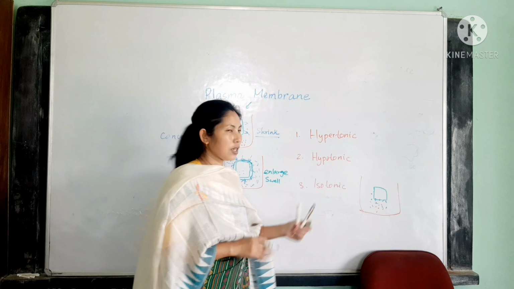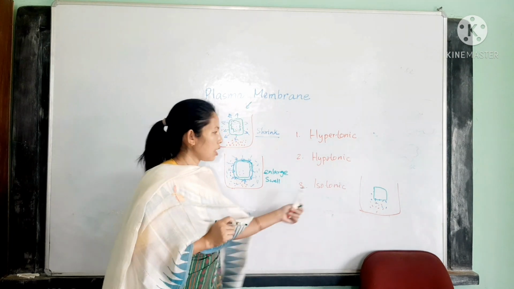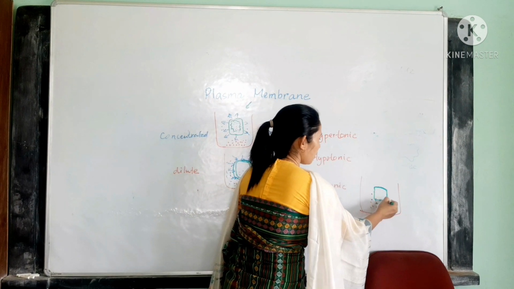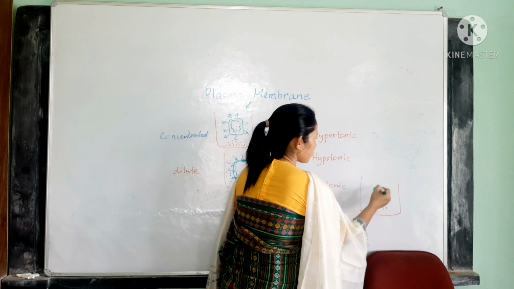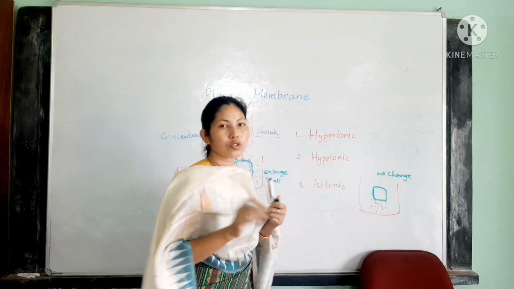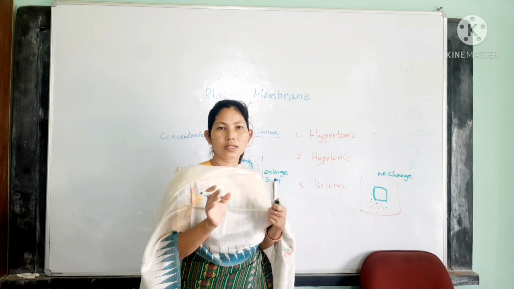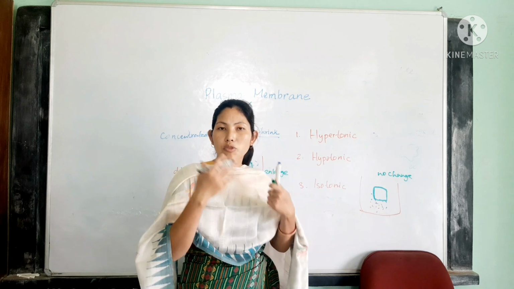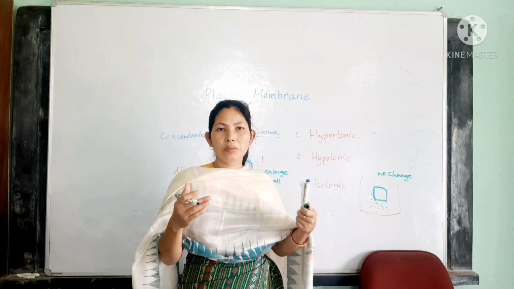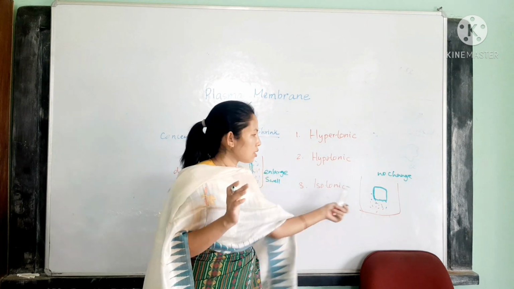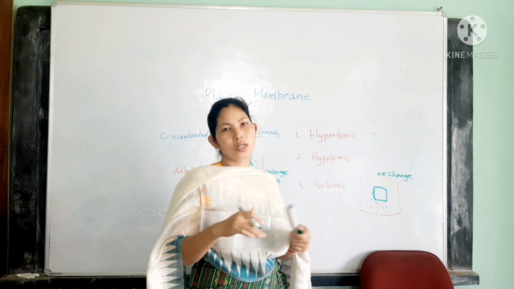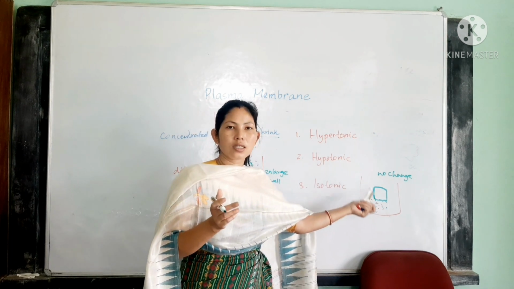Now let us see the third case, in the presence of an isotonic solution. Since here the amount of solute and solvent is equal, there will be no net movement and the cell will remain as it is. There will be no change, because we know what the diffusion process tells us: movement continues only until it reaches equilibrium. When there is equilibrium, there is no net movement. Since the solute and solvent proportions are equal, there will be no change in the size of the cell.